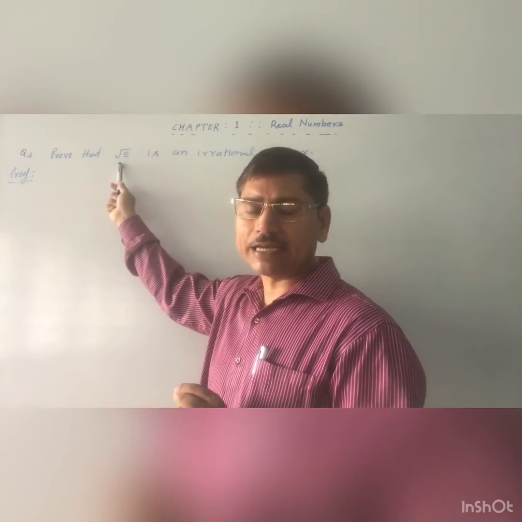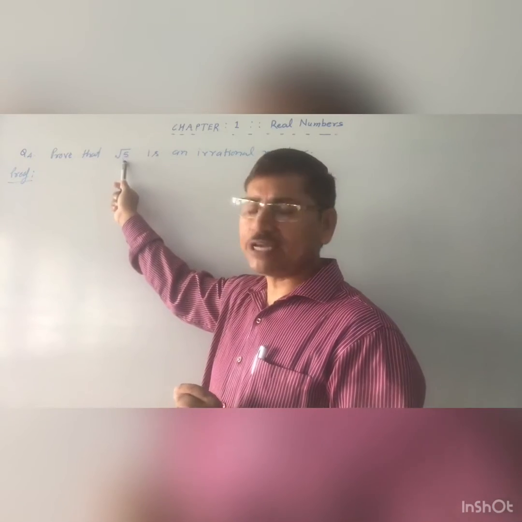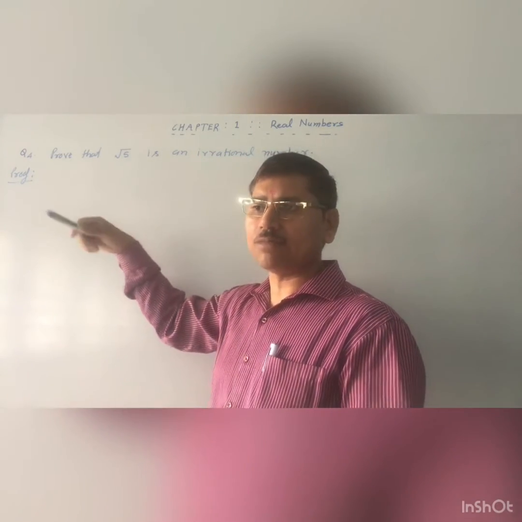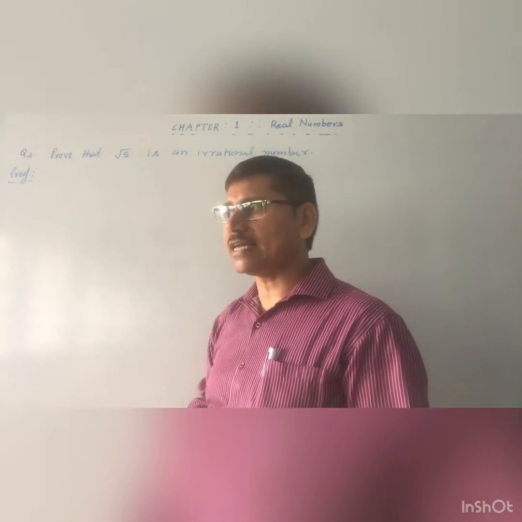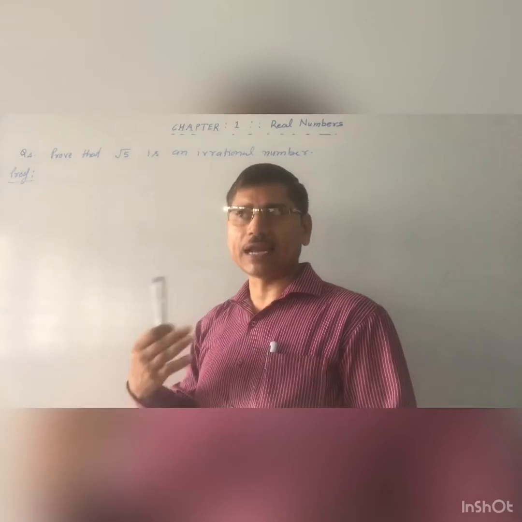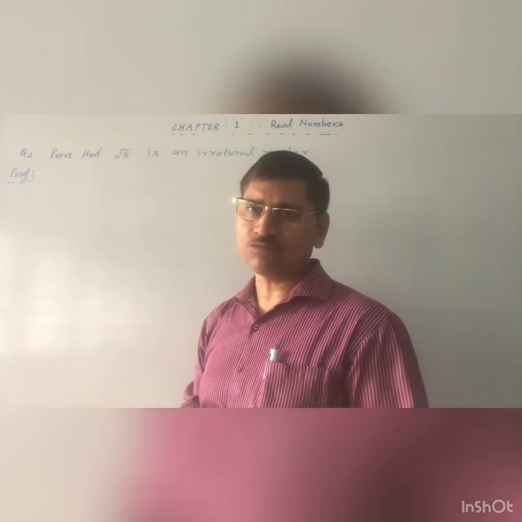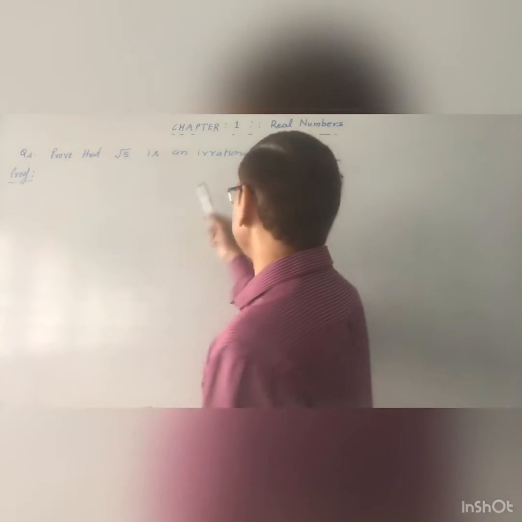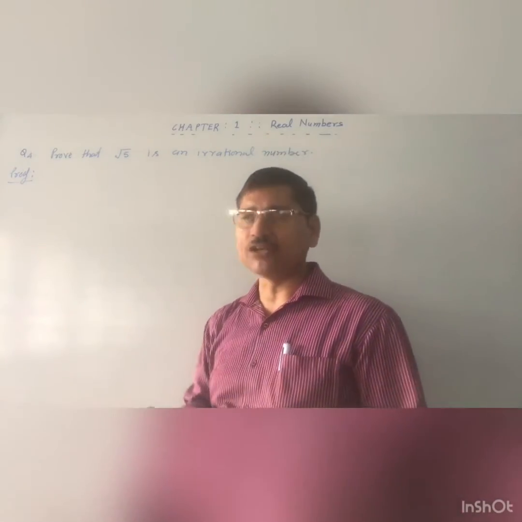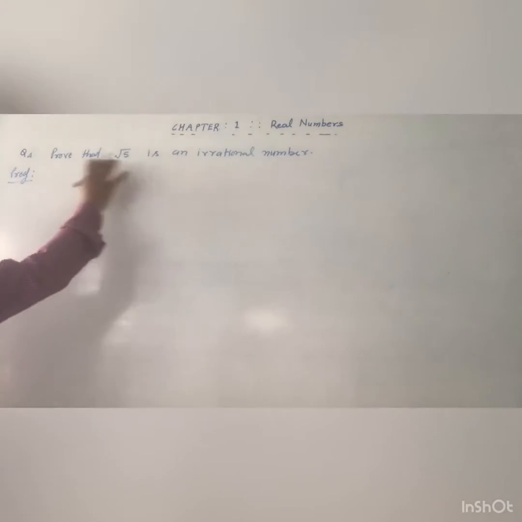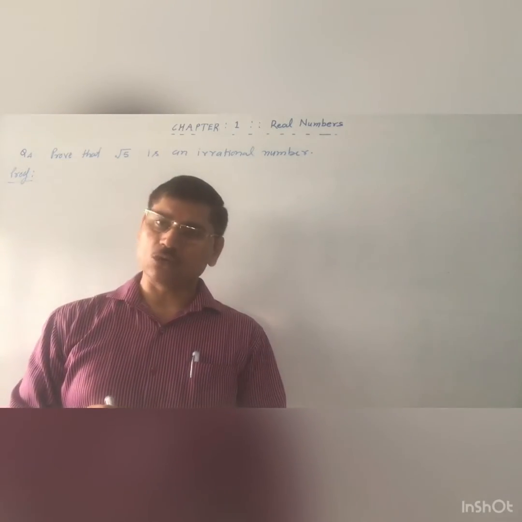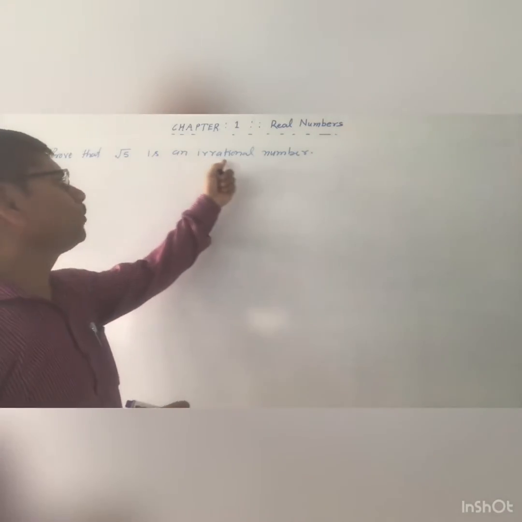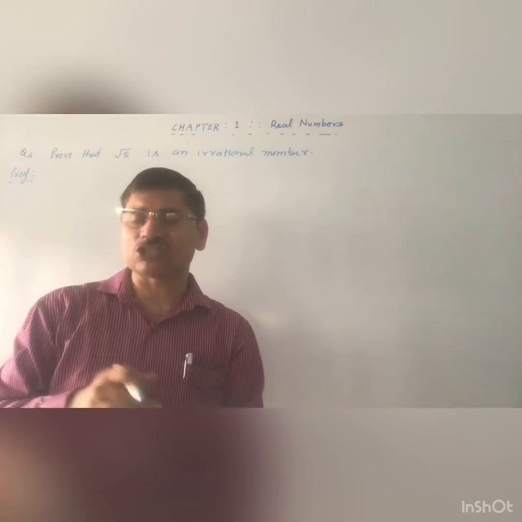Root 2 is an irrational number, root 3 is an irrational number, otherwise root 5 is an irrational number, otherwise root 7 is an irrational number, or root 11. Similarly, root 13 is also an irrational number. So how can you prove it? Try to understand. We will prove it by the contradiction method. What do we have to prove? It is an irrational number.